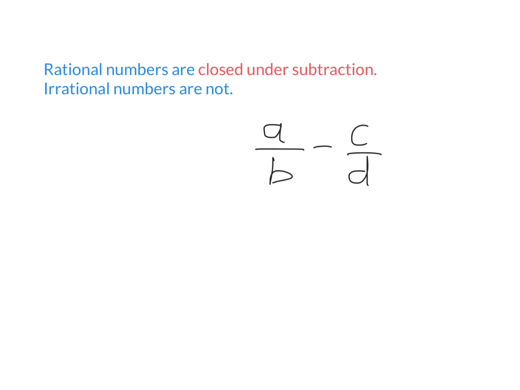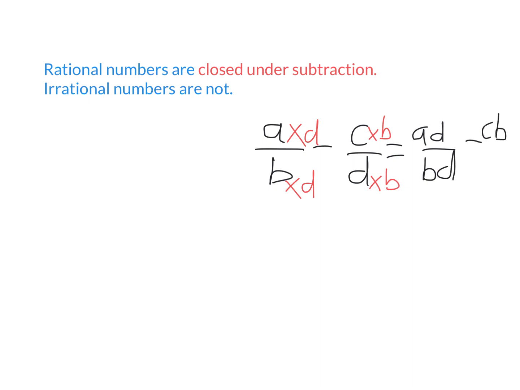So let's say I want to subtract them. Well, when we're subtracting fractions, we need to make the denominators equal. So I need to times top and bottom here by d and times top and bottom here by b. So then I get ad over bd minus cb or bc over bd. When we're subtracting fractions, of course, you subtract the tops and you leave the denominator alone.